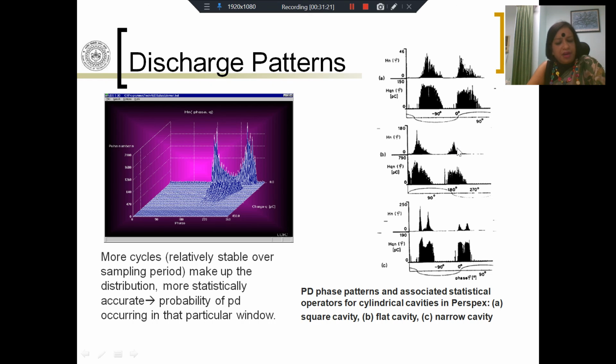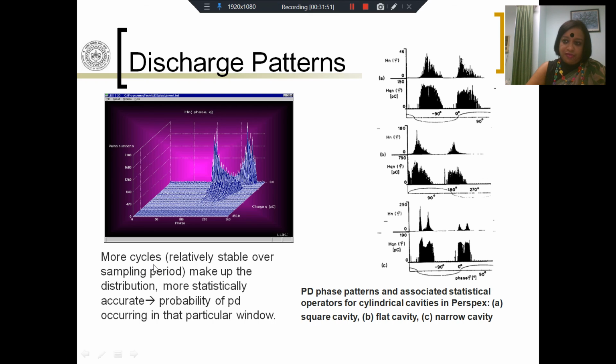Earlier we used to work with 2D plots. Now we prefer to work with 3D plots. So you have phi in one direction, Q on another axis, and N on the other axis, and you build a three-dimensional plot. That three-dimensional plot has a particular visual structure, and this we call the signature of the PD. This signature will change as the parameters of the PD change. Where is the PD taking place? What is the kind of material? And many other things which we will see later.